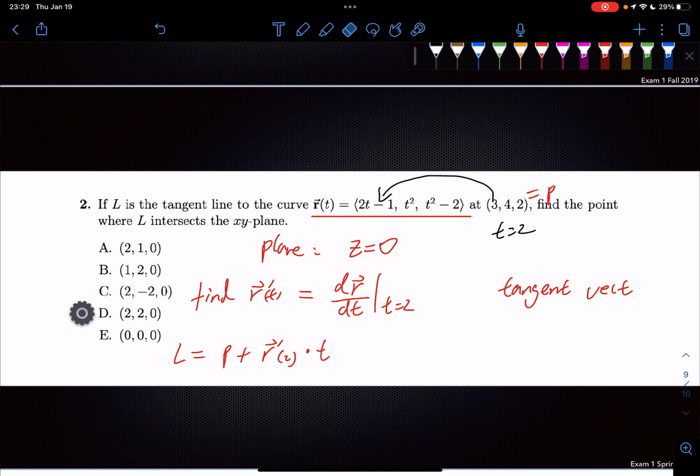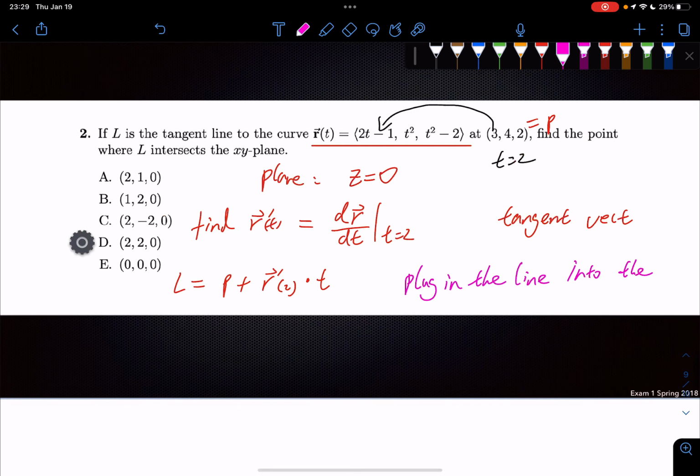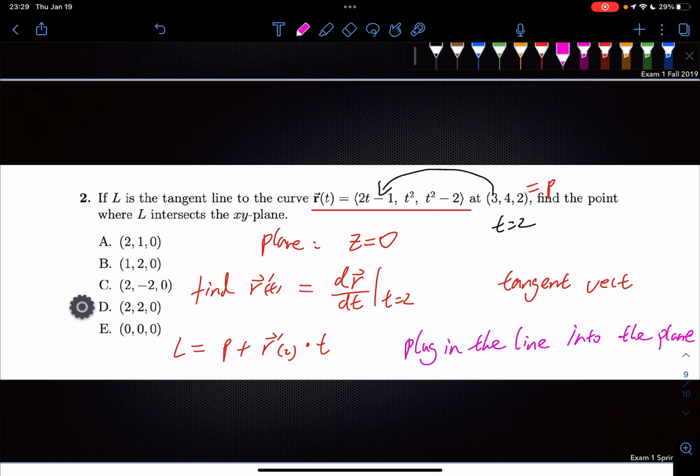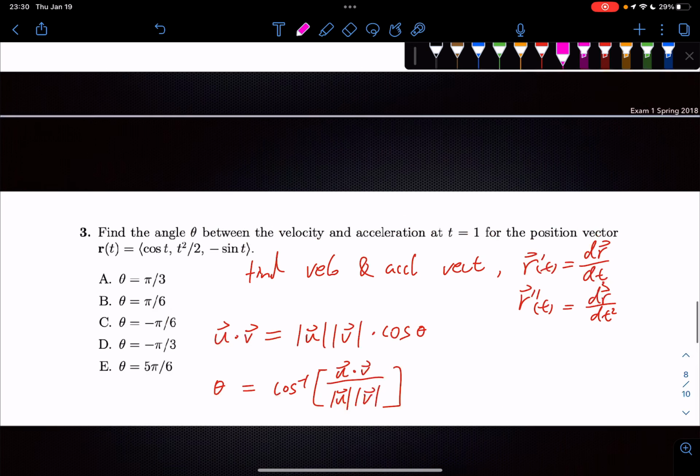We're just going to use our mnemonic device, which is to plug the line into the plane, and we can solve for the intersecting point between the tangent line and the xy plane. How do you do that? I'm not going to elaborate on this twice, because you can go back to my 13.5 video to learn how to do this. So I'm just going to cover these questions quickly.